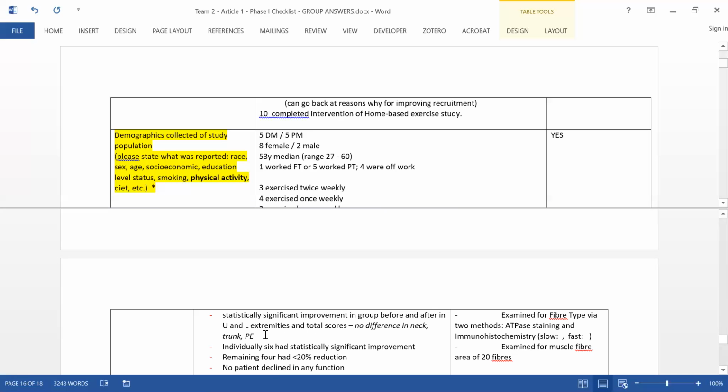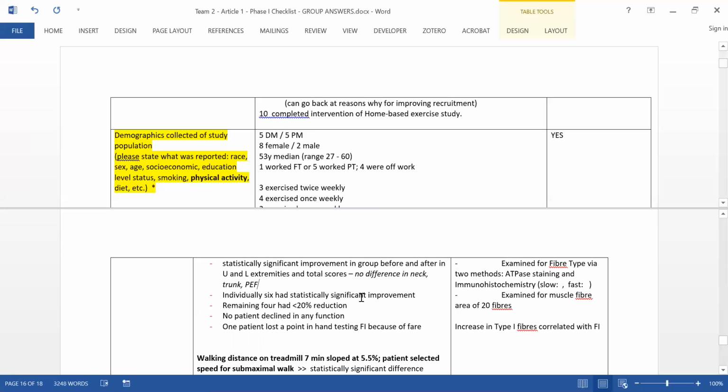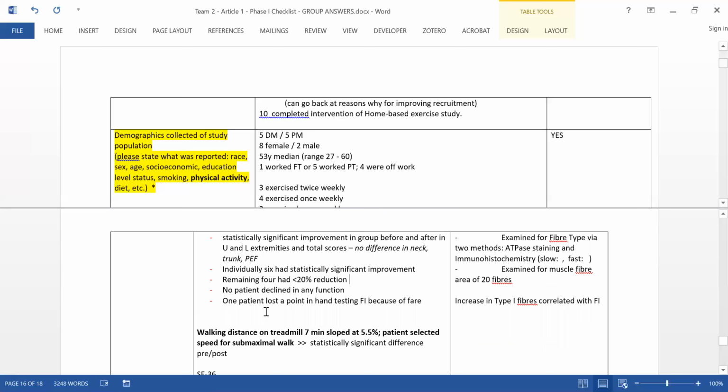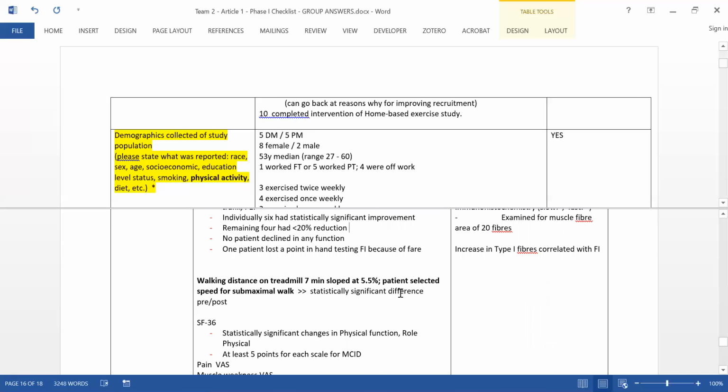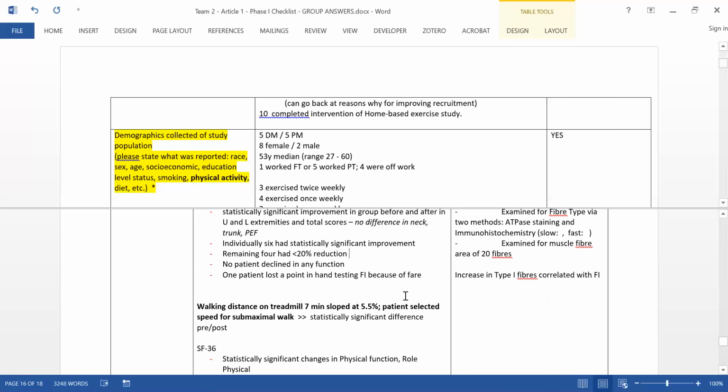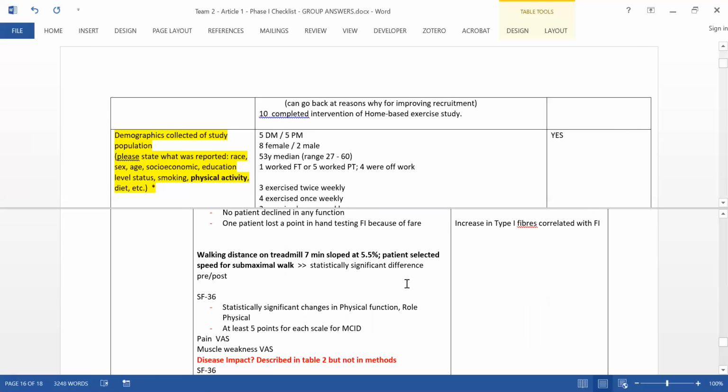And this is an important consideration. We felt, and individually, before and after, 6 individuals had statistically significant improvement, and the remaining 4 less than a 20% reduction. But no patients had any decline in function, and that was super important. And one patient lost a point in their hand testing because of a flare. So that's really important, we thought, to consider later on.